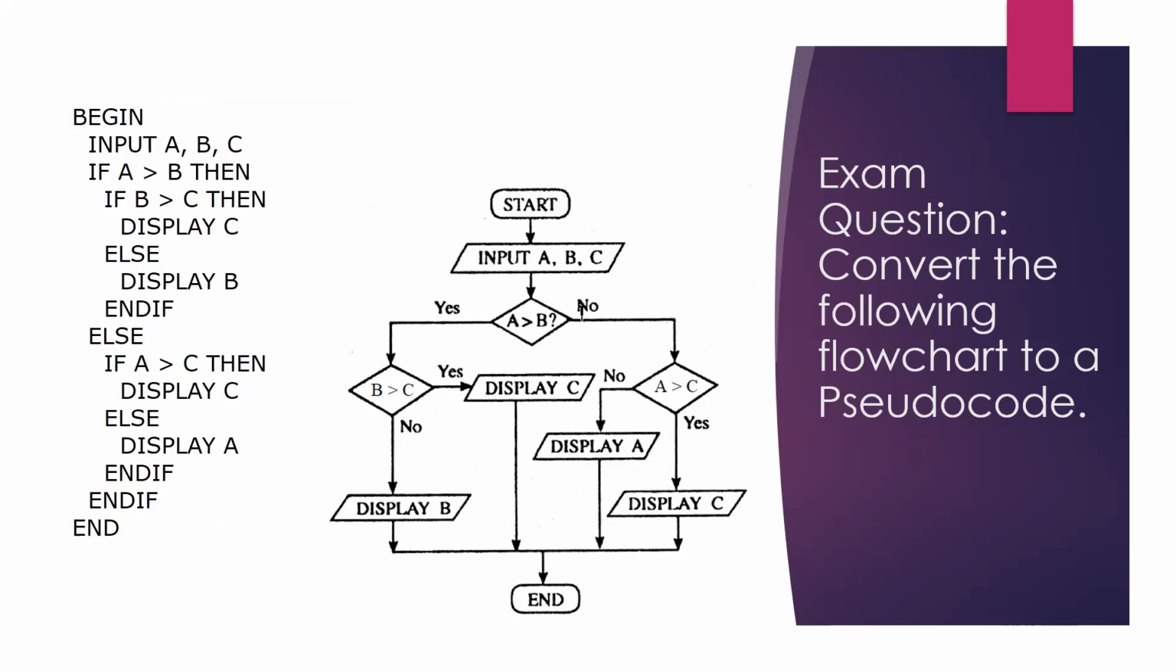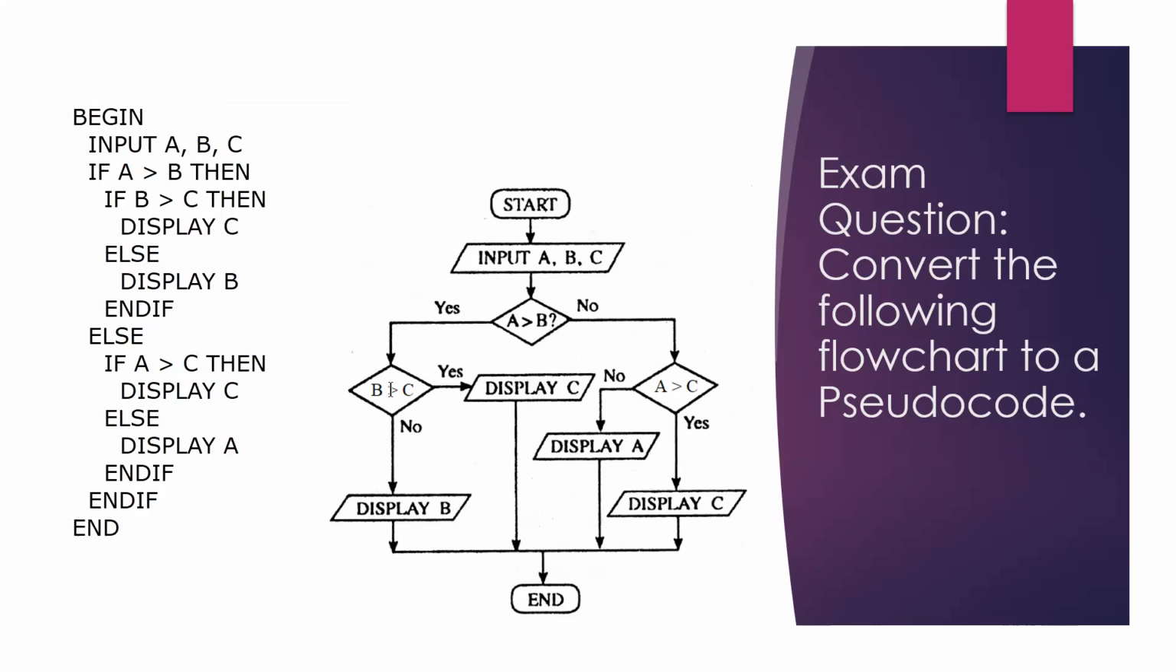Let me explain from the beginning. In this one, we start from here. That's the begin. Then we have input A comma B comma C, no change. Now here we have a condition and it goes down, executes only one. So that means this is selection. You start with if A greater than B then. If it is yes, then you go along this line. Then there's another condition, isn't it?